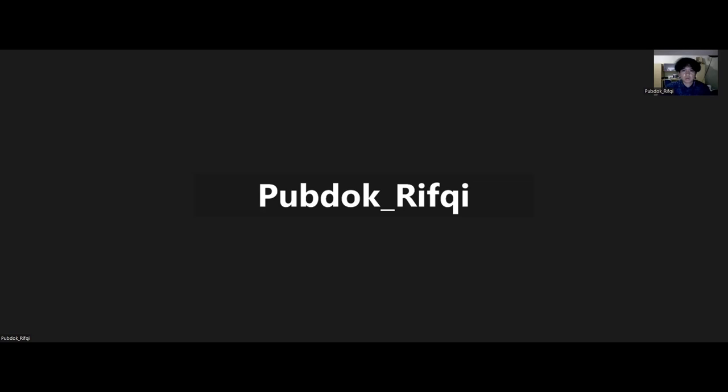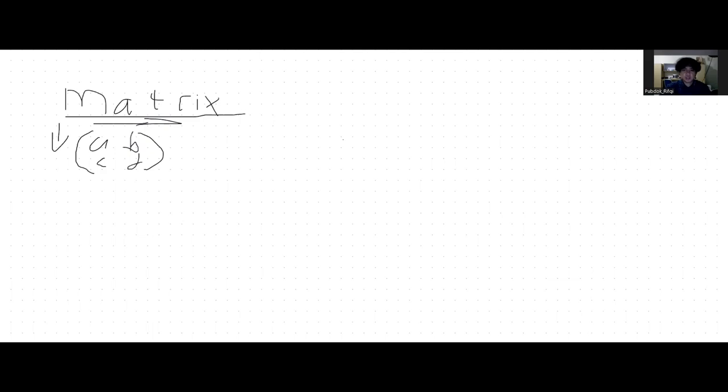My name is Muhammad Rifqi Rafi, and today I'm going to explain about today's topic, and it's about matrix. Let's begin with the basics. What is a matrix? In simple terms, a matrix is a rectangular array of numbers and elements arranged in rows and columns. It's like a mathematical grid that allows us to organize and manipulate data.